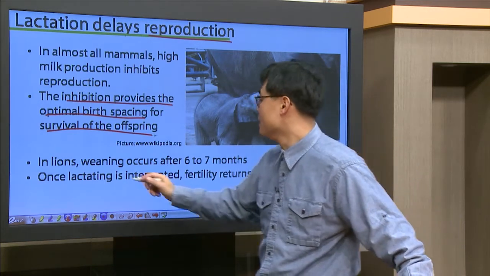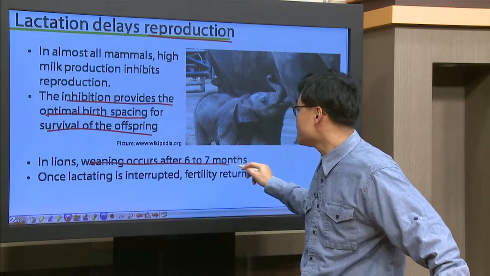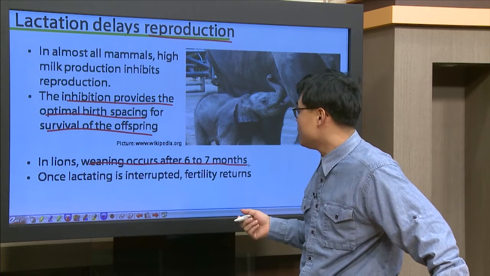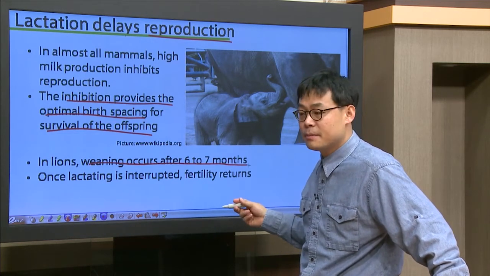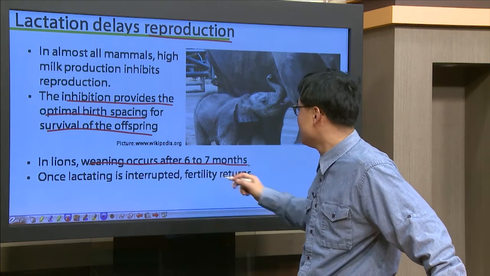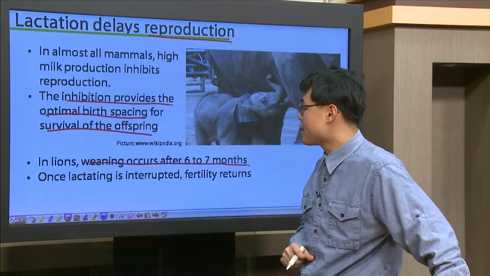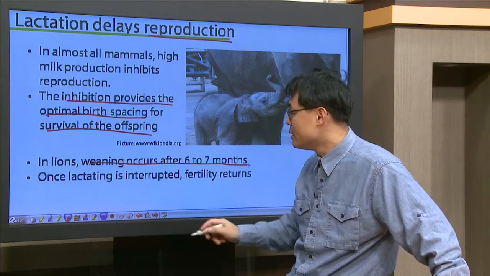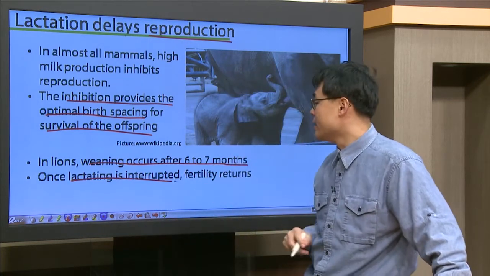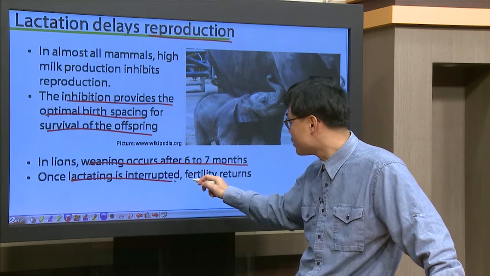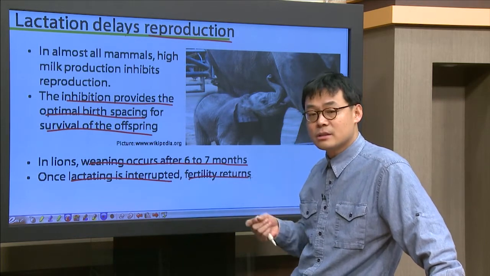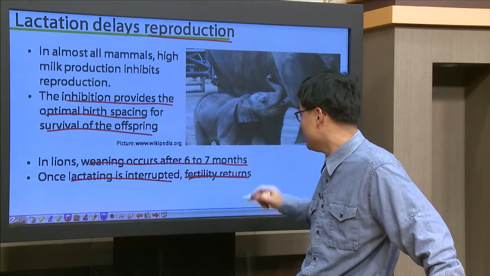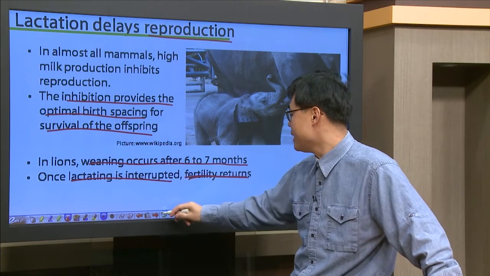In lions, weaning occurs about 6 to 7 months after the birth of the lion cubs, when they stop milk production. But if the lactation is interrupted, the female lions come into heat right away and mate with the males.